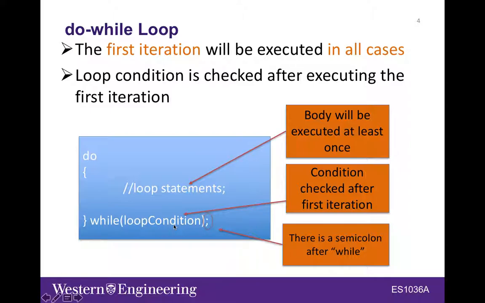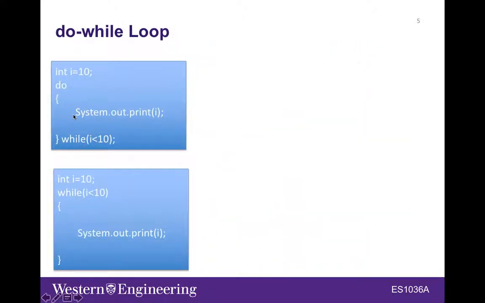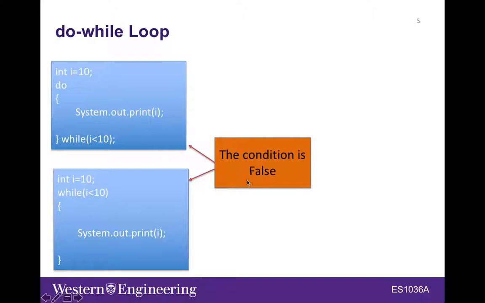So the main difference between do while and while is only one clear difference: in the do while case, we iterate at least once, then we check. To be clear, we have exactly the same code: integer I equal 10. Here I just print out the value of I, and here, using while, I also print out the value of I. The condition is I less than 10, which is not correct. In both cases, the condition is false.